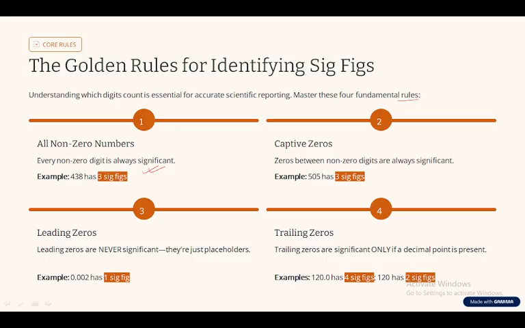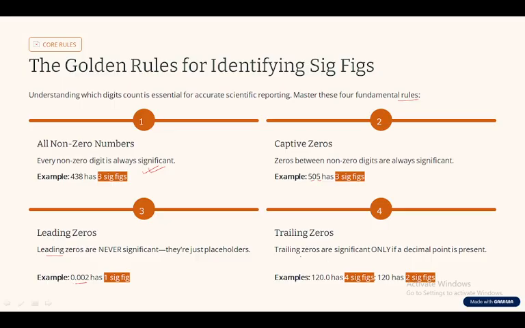Captive zeros. Zeros between non-zero digits are always significant. You see, 505 has 3 significant figures because this zero is between two non-zero digits. Leading zeros. Leading zeros are never significant. They are just placeholders. For example, 0.002 has 1 significant figure. These are leading zeros, so these are not significant figures.